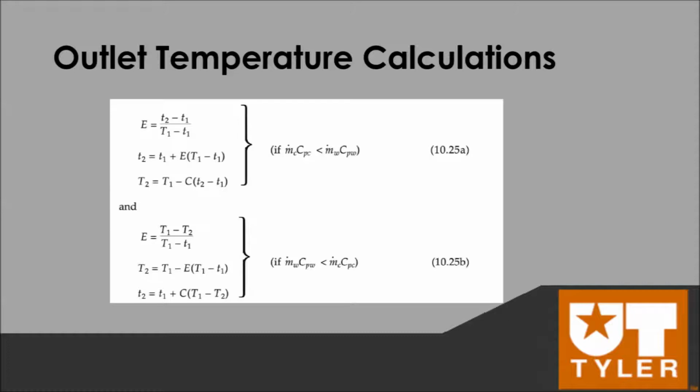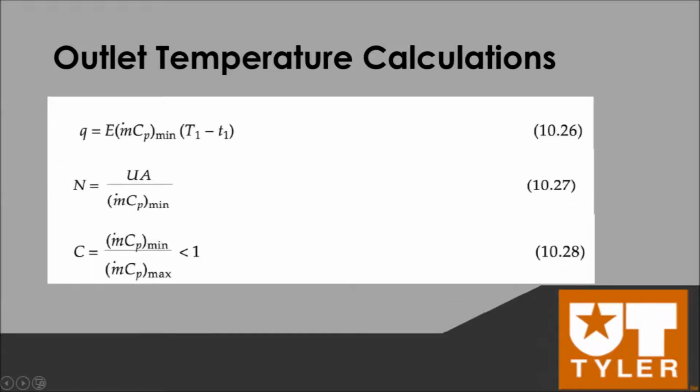The effectiveness E is dependent on which of the two fluids has minimum capacitance, which is the mass flow rate times specific heat product. The equations shown here are for separate cases of cold side and hot side being the minimum capacitance. If effectiveness is known for the heat exchanger, then equation 10.26 may be utilized to find the heat transfer rate Q. The effectiveness equation can also be written in terms of number of transfer units N, which can be calculated in equation 10.27.